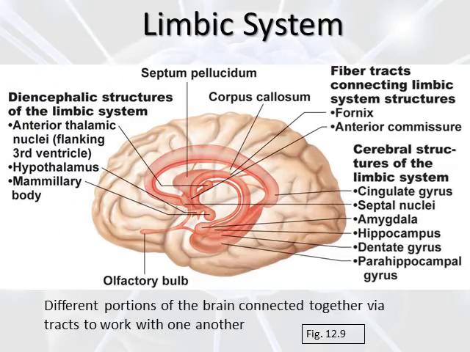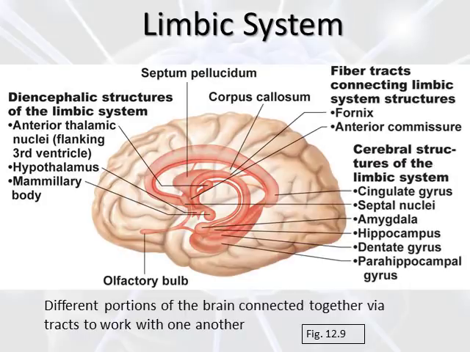Okay, and then finally we have what's known as the limbic system. The limbic system is all these different portions of the brain that are connected to work together. So it's kind of a tract, but they all work together in different ways. So we have the diencephalic structures of the limbic system, which are the hypothalamus, mammillary body, and anterior thalamic nuclei, all connected together. We have other parts of the limbic system which are shown over here.